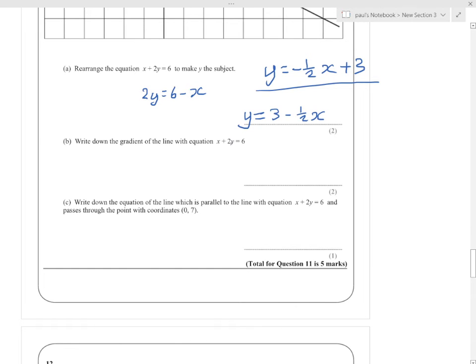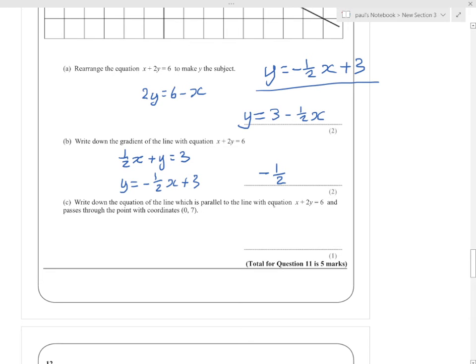So we need to make it equal to 1y. So let's half everything. So half x plus y equals 3. The gradient, now we need to make this over the other side. Don't make the mistake of thinking it's a half, because we need to have y equals minus a half x plus 3. So the gradient is minus a half.